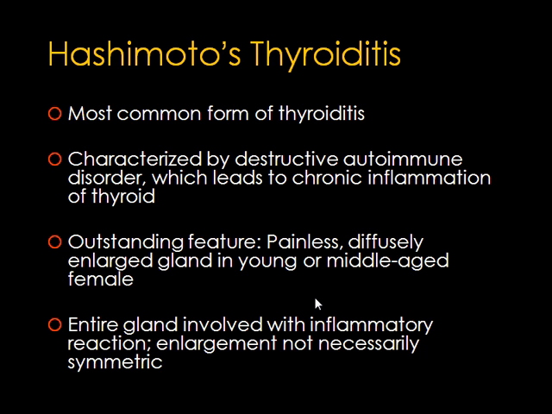Finally, let us see Hashimoto's thyroiditis. As it is the most common form of thyroiditis, it is characterized by a destructive autoimmune disorder which leads to chronic inflammation of the thyroid. The outstanding feature is a painless, diffusely enlarged gland in a young or middle-aged female. The entire gland is involved with the inflammatory reaction, but enlargement is not necessarily symmetrical.